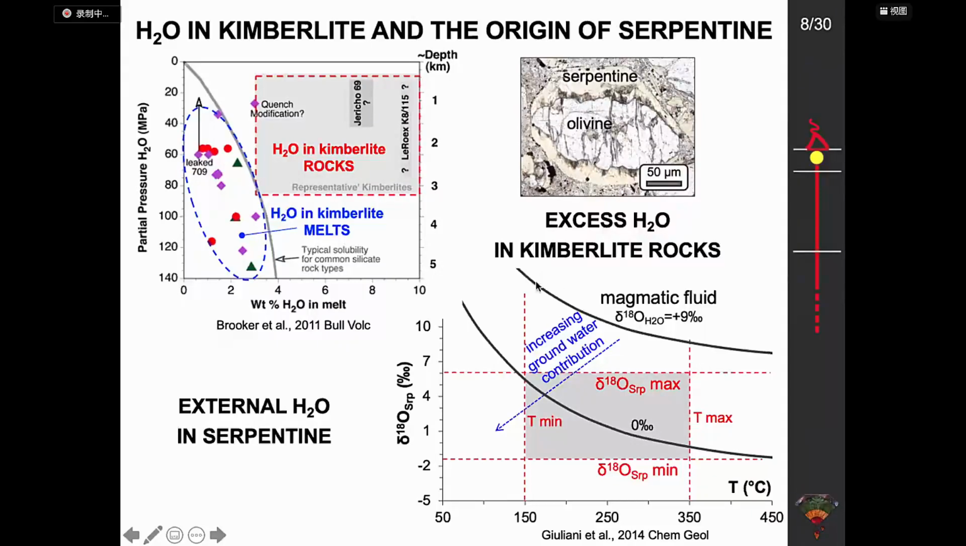This curve up here, labeled magmatic fluid, gives us the composition that serpentine should have at these temperature conditions. And as you can see, this curve doesn't intersect the condition of serpentine in kimberlite. In simple words, we need another source of water with a lower oxygen isotope composition to form serpentine of this composition. And this water is probably groundwater.